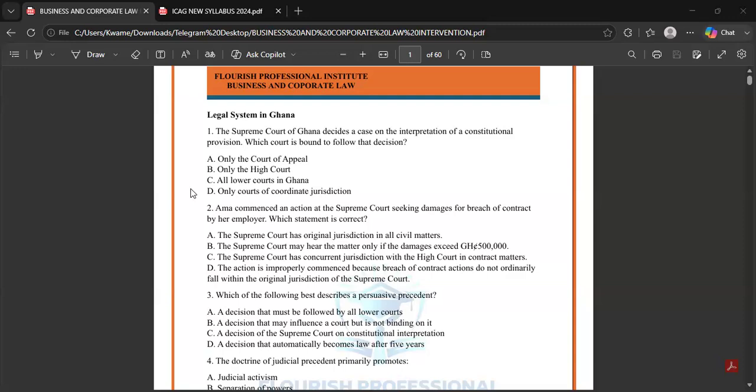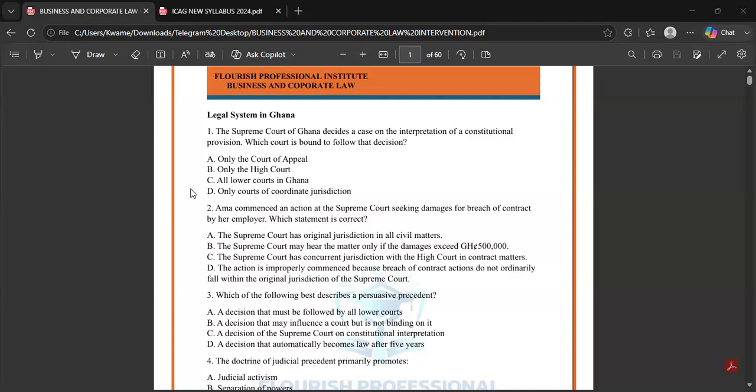By the end of the day, the final program you choose to go and read depends on you. You are not bound to follow what the friend has said, because my friend said I should go and read this program, so I'm going to read this program. No, you're not bound. So anywhere you see persuasive precedent in a question, you should bear in mind that it has to do with a precedent that is influencing a decision, but the court is not bound to follow it.